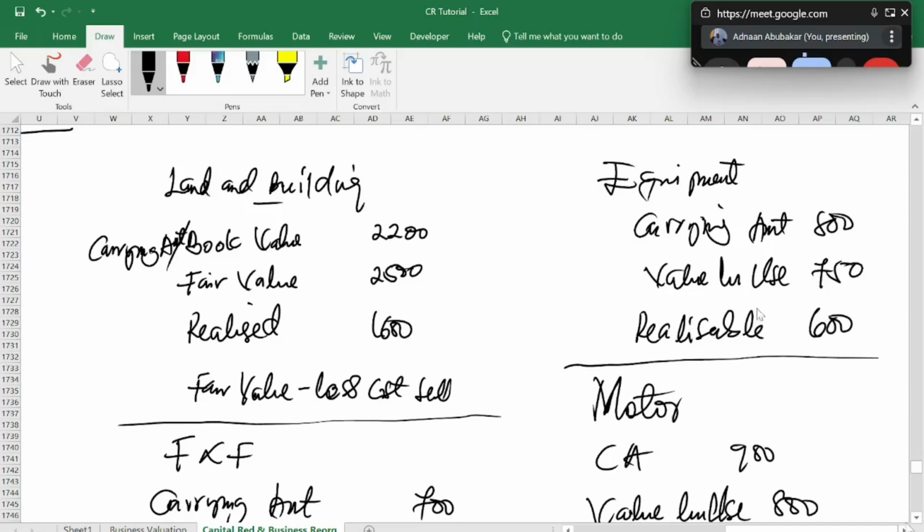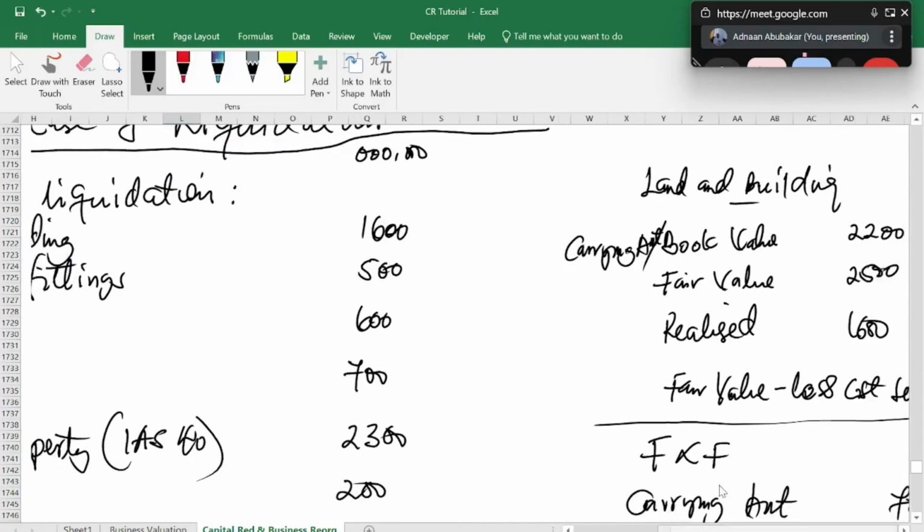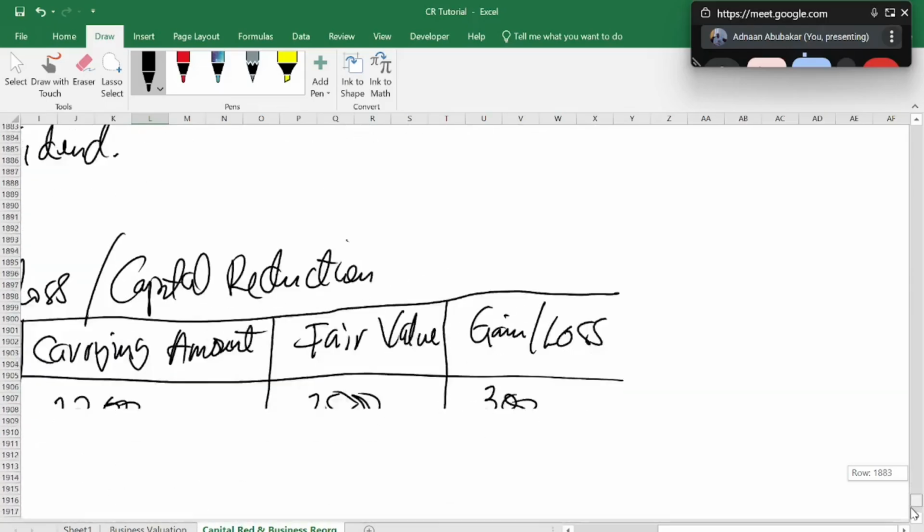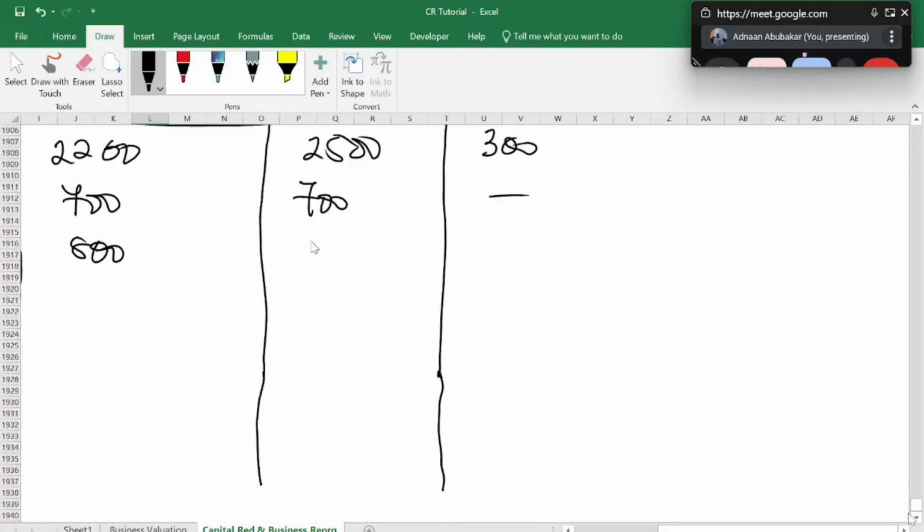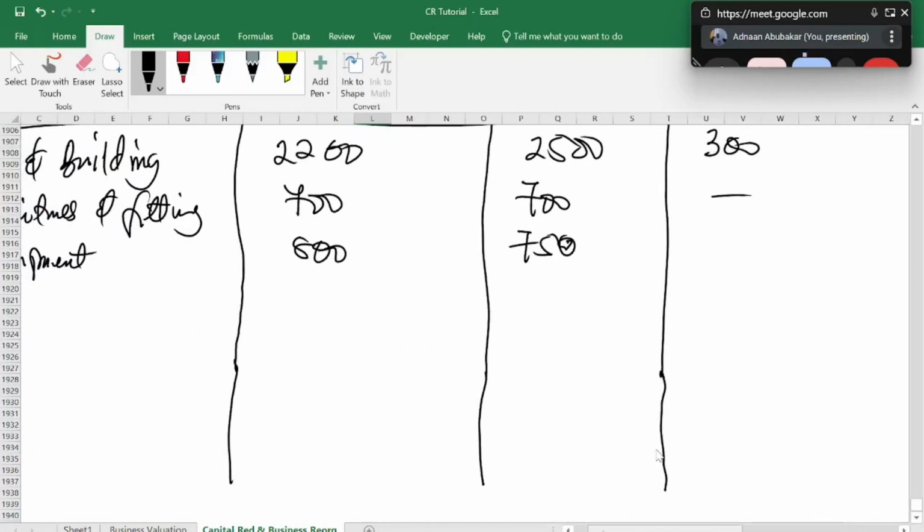You understand? Because here equipment, the carrying amount is 800, but for fair value, between value in use and net realizable value, which one is the highest? That's what you will pick. 750. Thank you very much. 750. So this one is negative, so you put it in bracket. How much? 50.